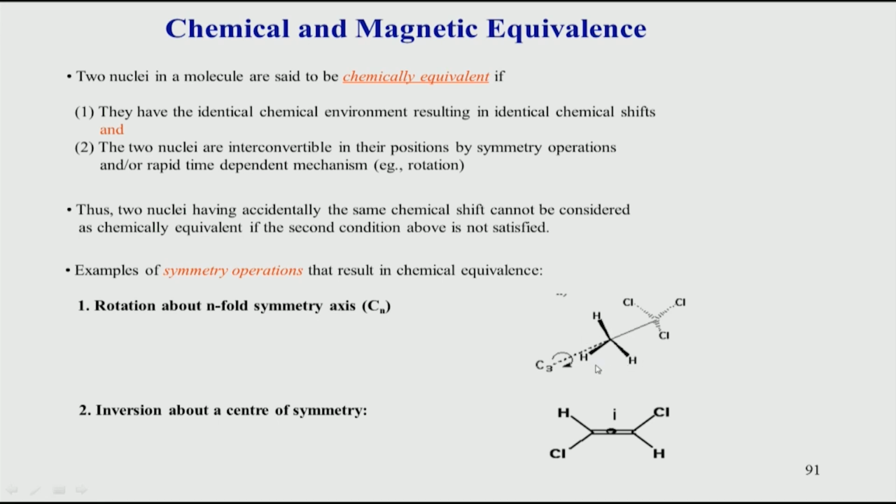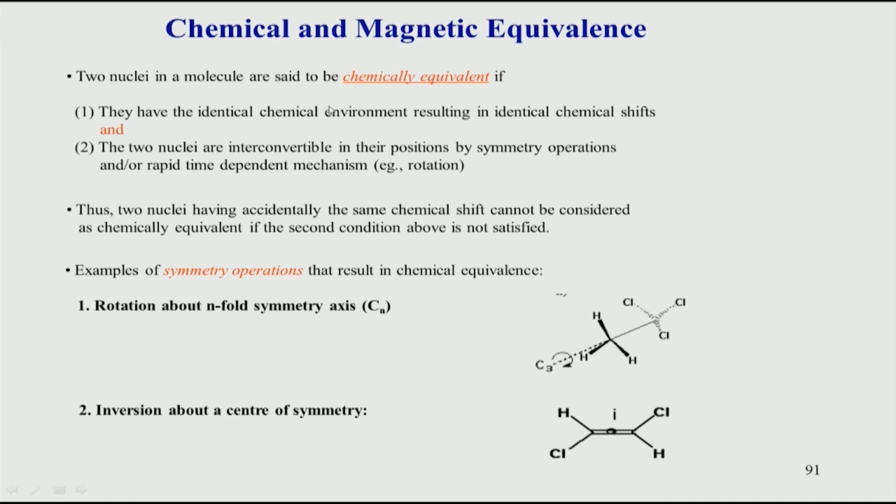One should distinguish here between two things. One is that two hydrogen atoms can accidentally, by chance, have the same chemical shift value. That does not mean they are chemically equivalent. When you say two hydrogen atoms are chemically equivalent, it means they have to satisfy both of these conditions, and that is why the word "and" comes into the picture: they have to not only have the same chemical environment, at the same time they should be interconvertible in their positions by some kind of a symmetry operation such as a rotation around an axis, or rotation around a bond, and so on. Only when both of these conditions are satisfied, we consider that the two hydrogen atoms are chemically equivalent.